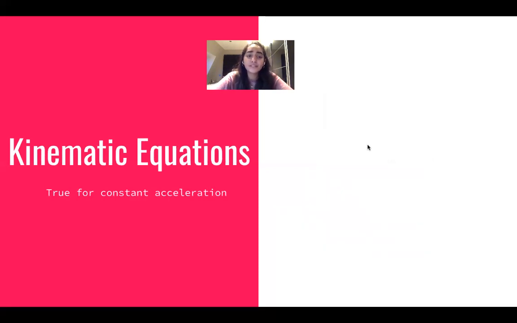So now we're going to delve into kinematic equations. What's really key in understanding these is that they are only true when you have a constant acceleration. When we deal with problems in AP Physics 1, a lot of times you have to split up a situation into distinct sections in which acceleration is constant, even though it's different in each section.